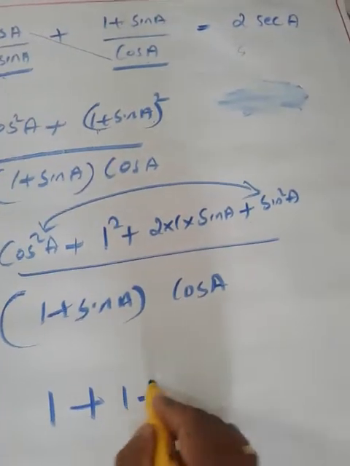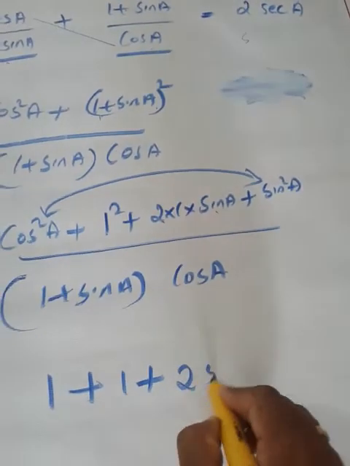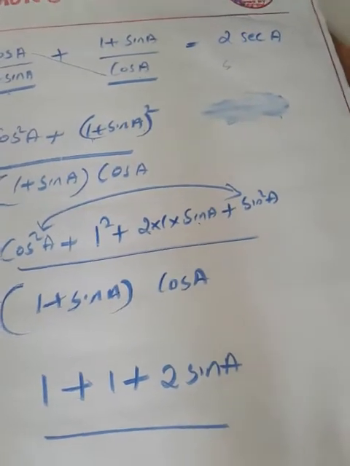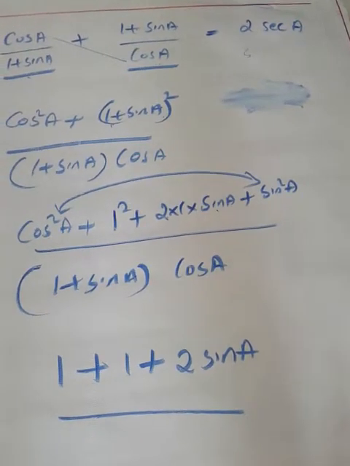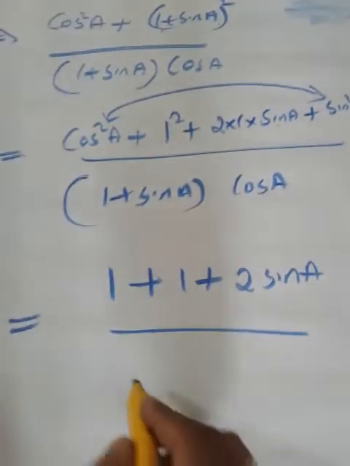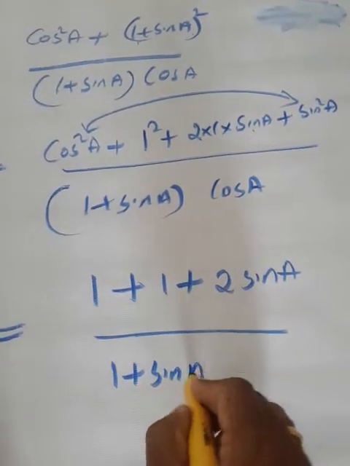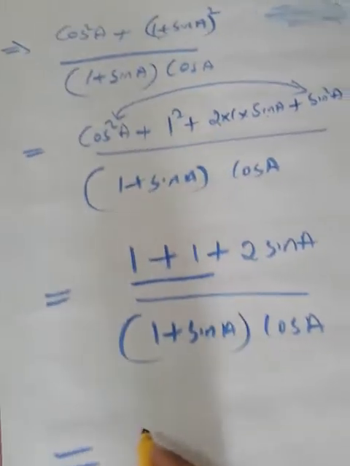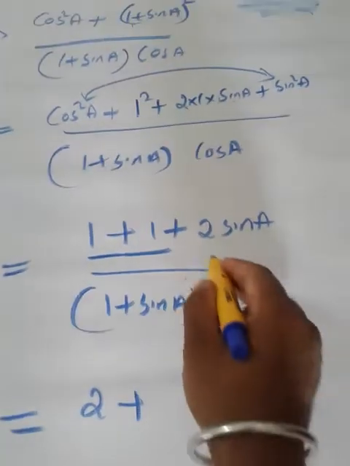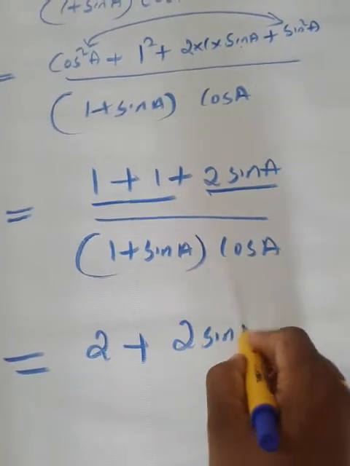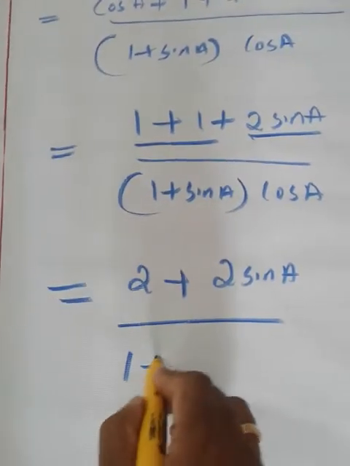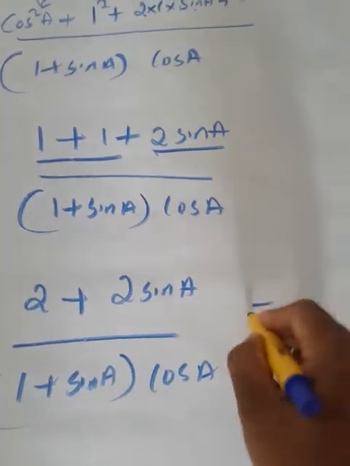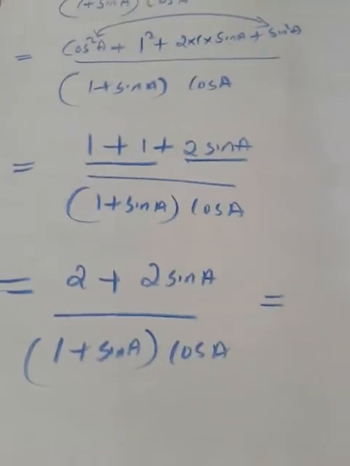1 square is 1, and 2 into 1 into sin a is 2 sin a. You may have understood cos square a plus sin square a is 1. Why? Because cos square theta plus sin square theta is 1. And the denominator as it is, 1 plus sin a into cos a. Now you just see, what is 1 plus 1? 2. Plus next is 2 sin a, and the denominator is 1 plus sin a into cos a. You may have understood. Okay, and we reached this much.